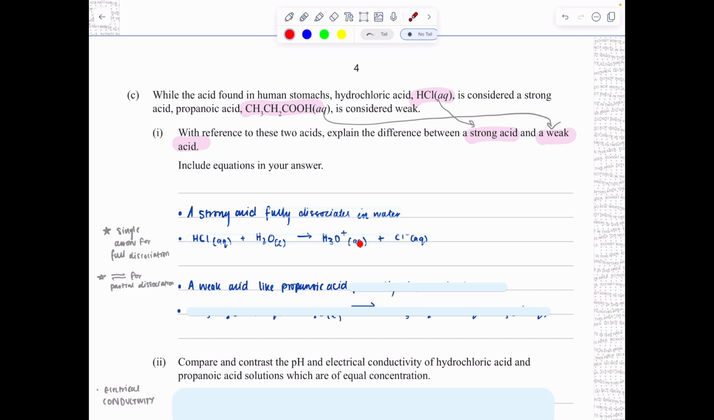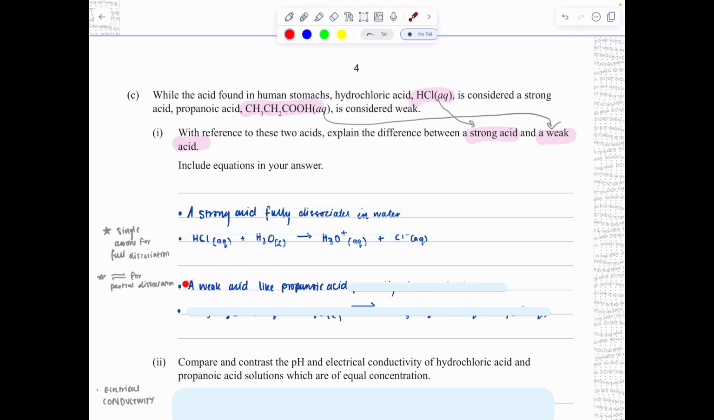It's important to include these little symbols over here, aqueous, and the charges. So this is how you write the reaction of full dissociation of a strong acid.